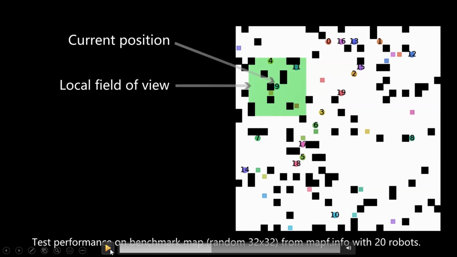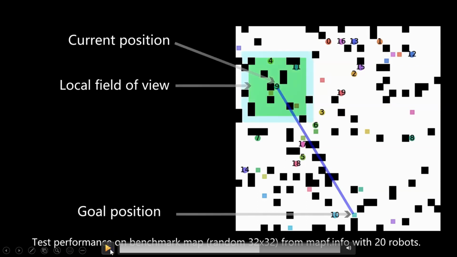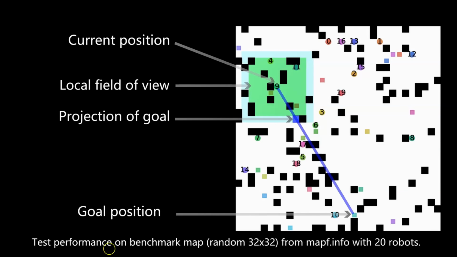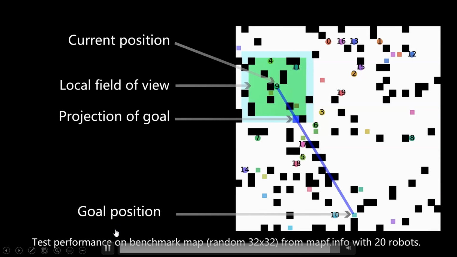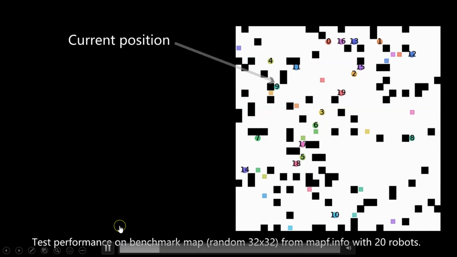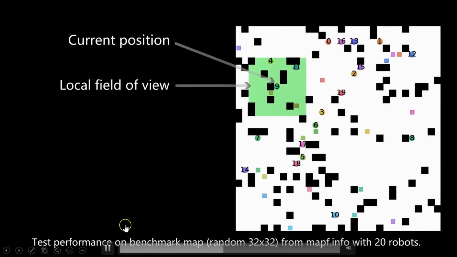When the goal position is out of such field of view, we will draw a line between the robot's current position and the goal, which will intersect with the boundary of the field of view. We call this point of intersection the projection of the goal on the field of view. This helps the robot to move towards its destination without requiring a full map of the environment.